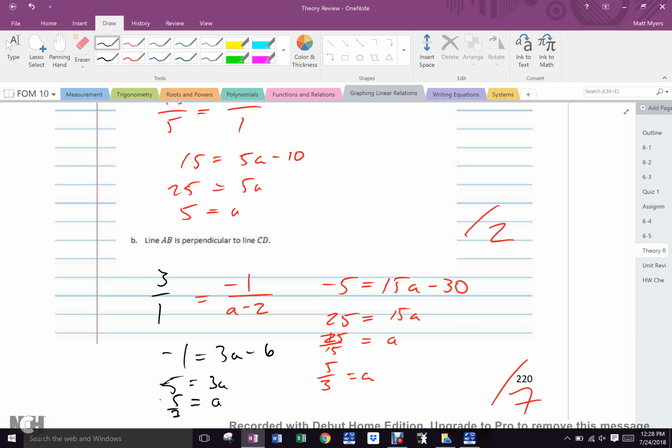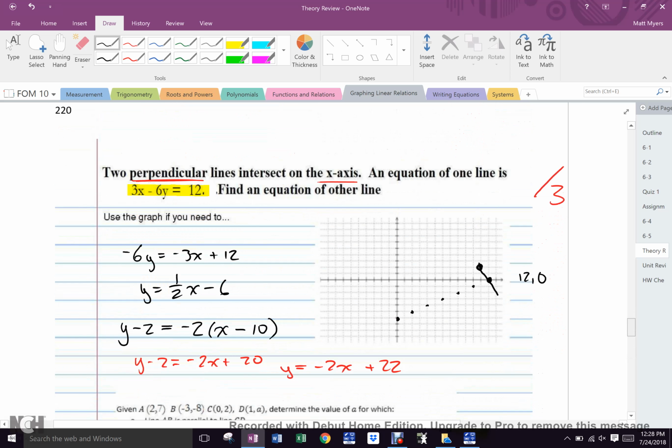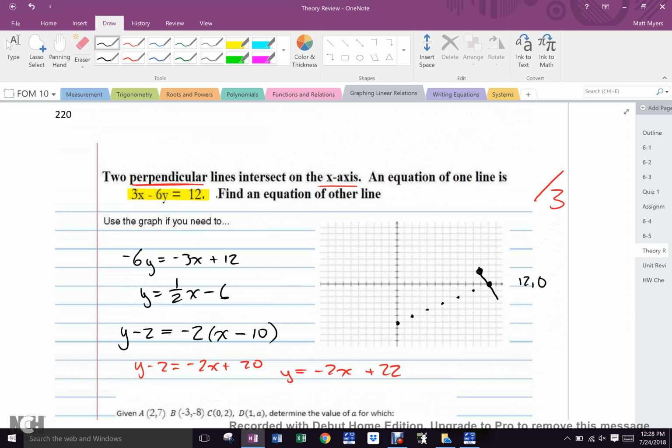42. This one? That's out of 3. So give yourself a mark out of 42 and start on the next review, which we will be marking at 1:15. I would suggest not wasting your time.